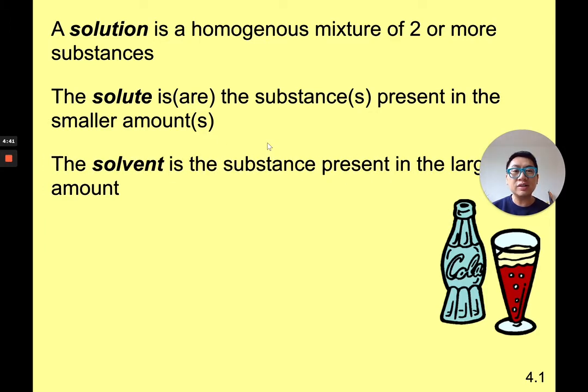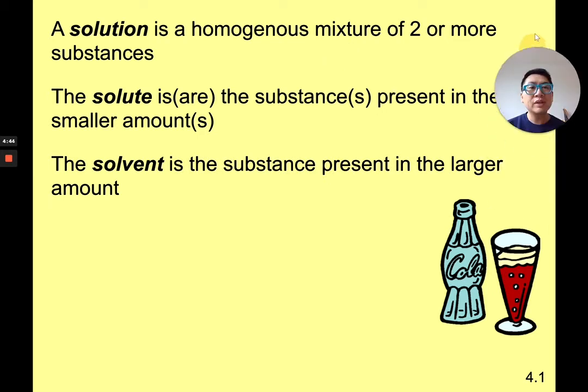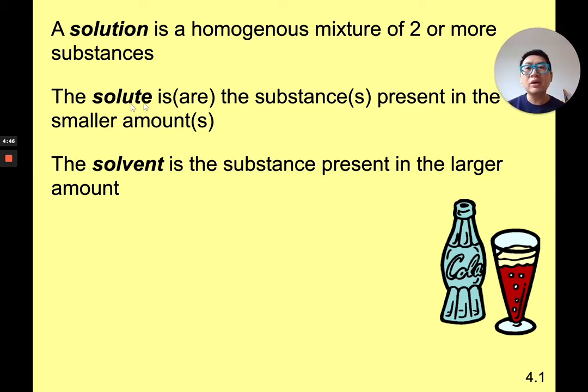There are two parts of a solution. The two parts of a solution are called the solute and the solvent. The solute is a substance present in smaller amounts.